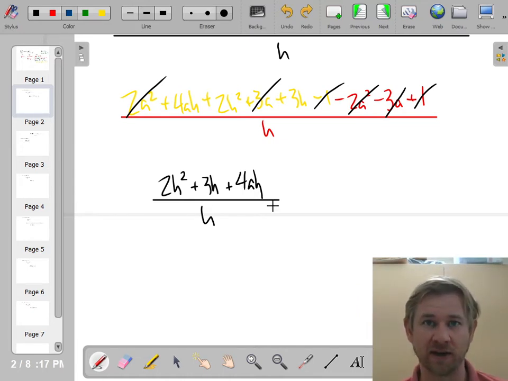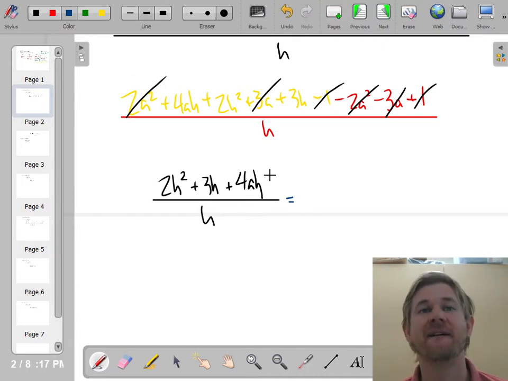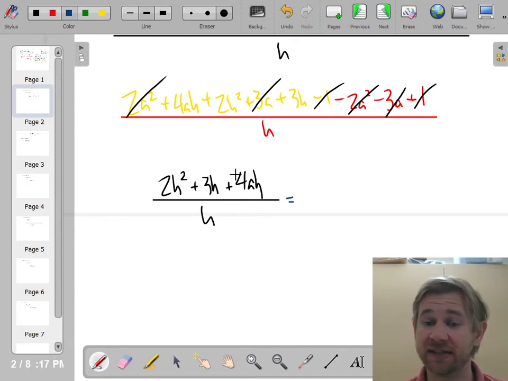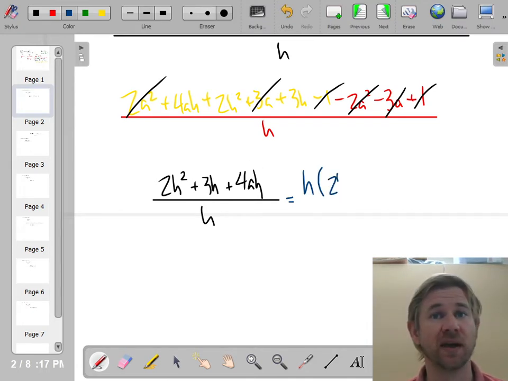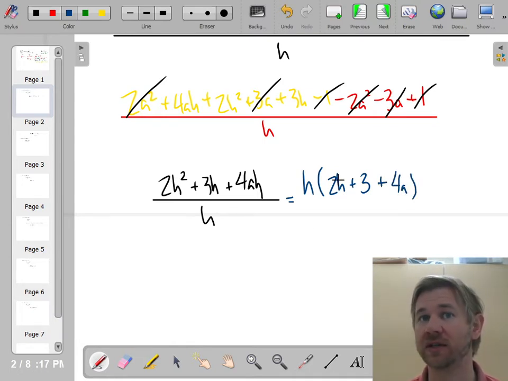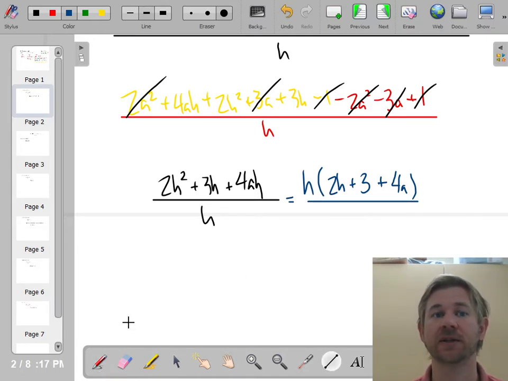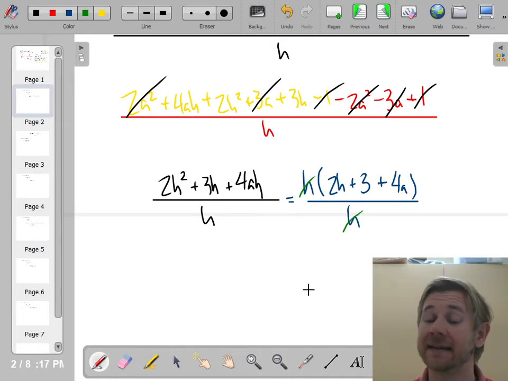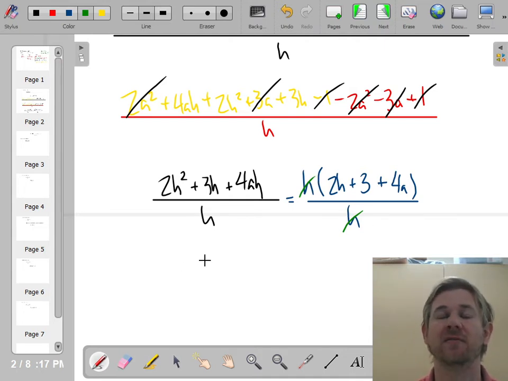When you see the numerator, and if you're trying to cancel out an h, factor an h out. There is a GCF in the numerator. It is h. And you would be left with 2h plus 3 plus 4a. If I factor an h out, this is now 2h, this is now 3, and this is now 4a, all divided by h. So now I can cancel out the h. I can cancel it out because this is division, and multiplication and division are opposites, so they cancel each other out.